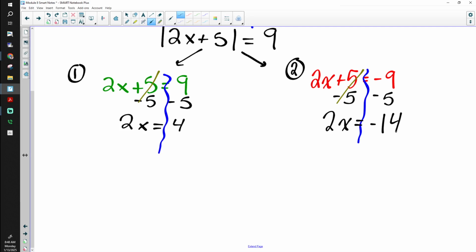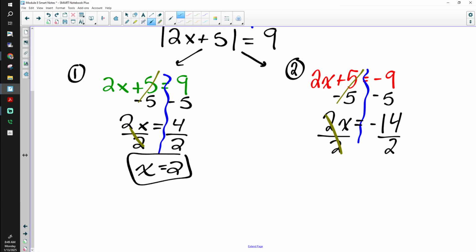Now we're going to get rid of the 2 connected to the x, and we're going to do that by dividing both sides by 2. The 2's go away because 2 divided by 2 is just 1. X equals 2. And x equals negative 7. Boom, boom. There's our 2 solutions.